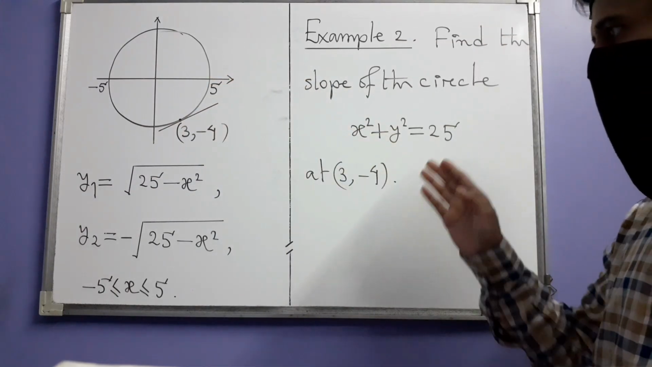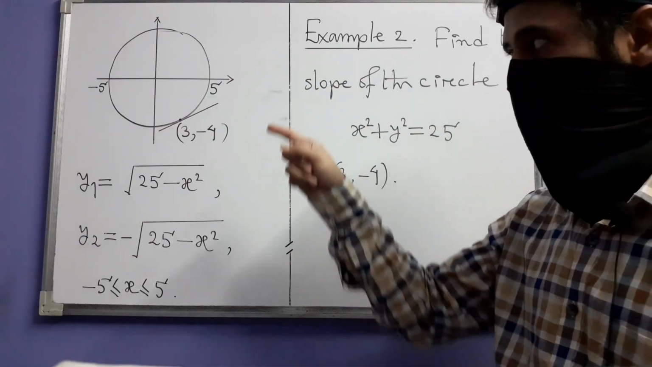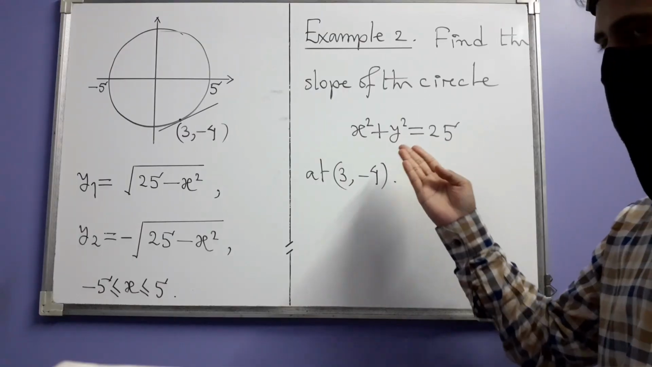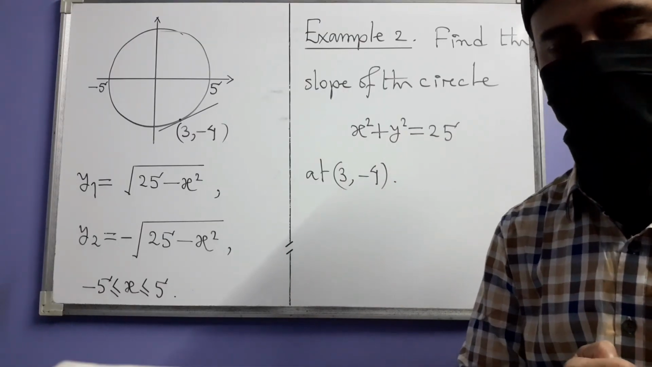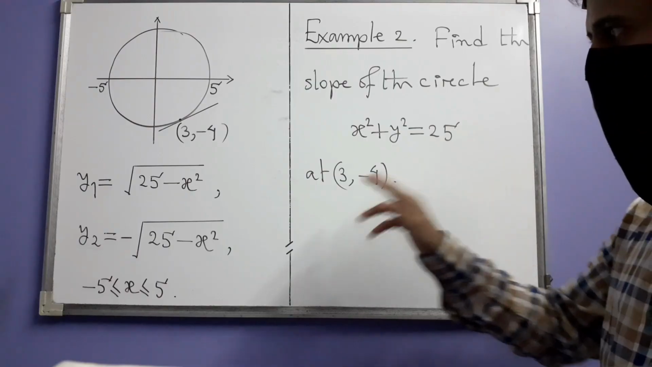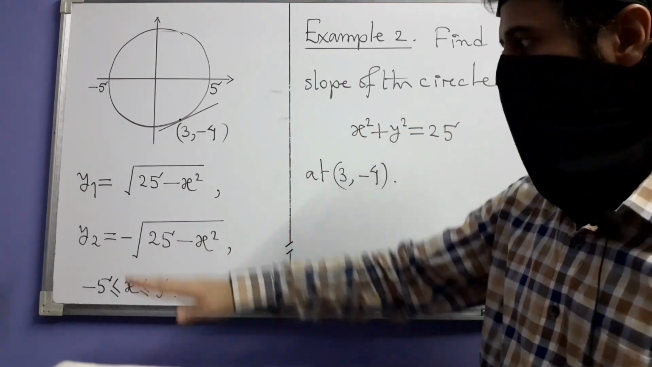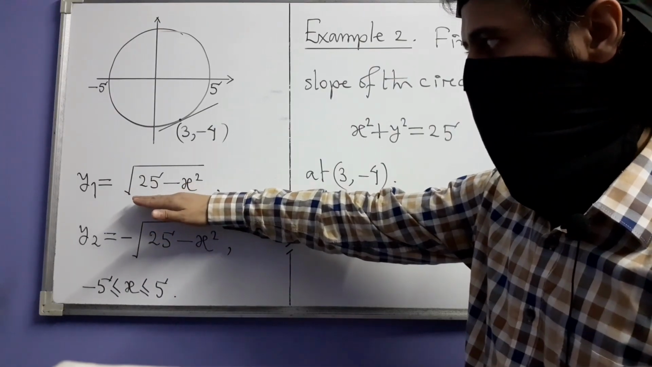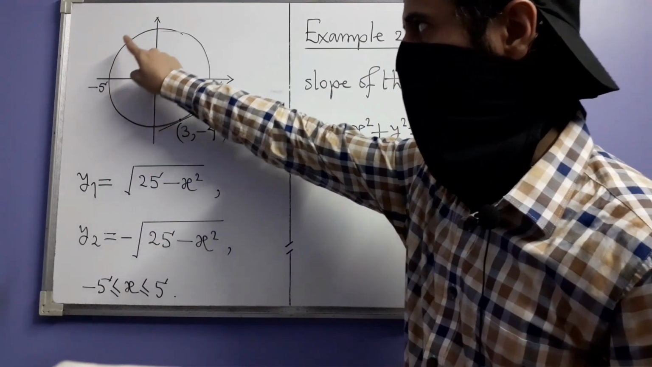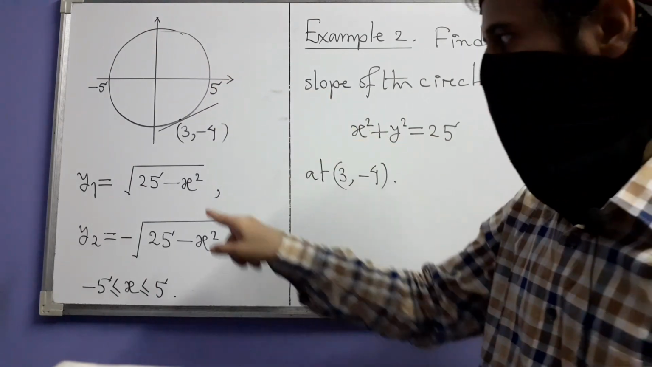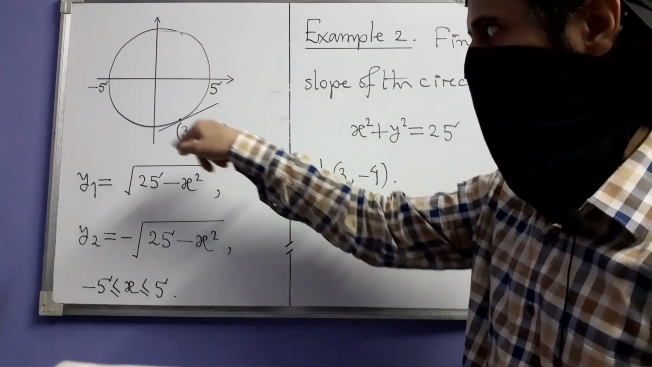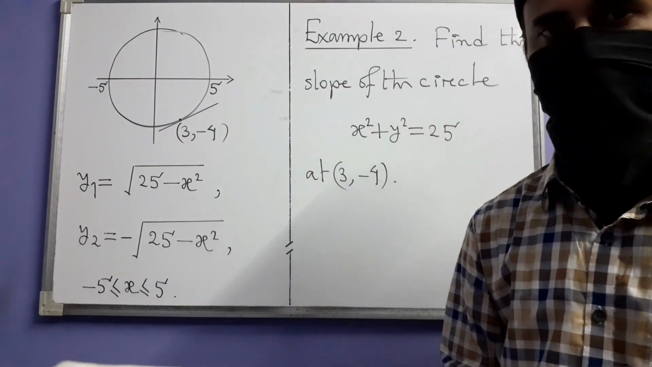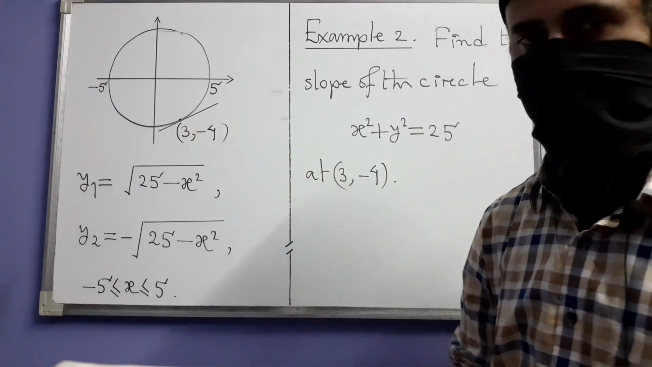Now the two functions whose graphs you are looking at here are these, which of course you can find from here by solving for y in terms of x. So y squared will be 25 minus x squared, and then you can take square root, which is either positive or negative. So accordingly you can see that the upper semicircle is the graph of this one, y1, and the lower semicircle is the graph of y2. So we have to differentiate this explicitly and find its value at the point x equal to 3.